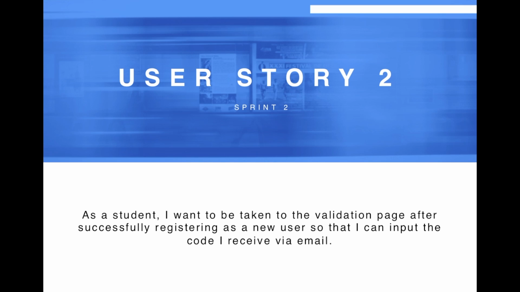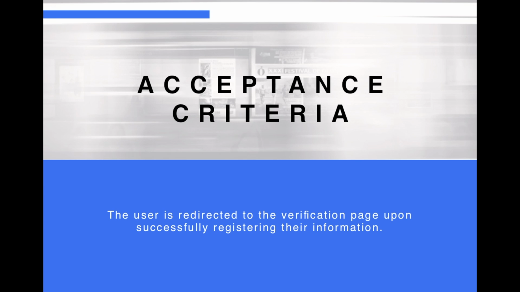My second user story was as a student, I want to be taken to the validation page after successfully registering as a new user so that I can input the code I received via email. The acceptance criteria: the user is directed to the verification page upon successfully registering their information.